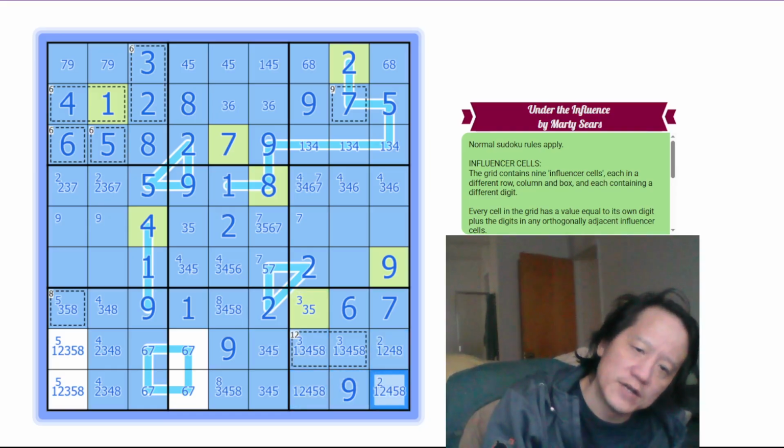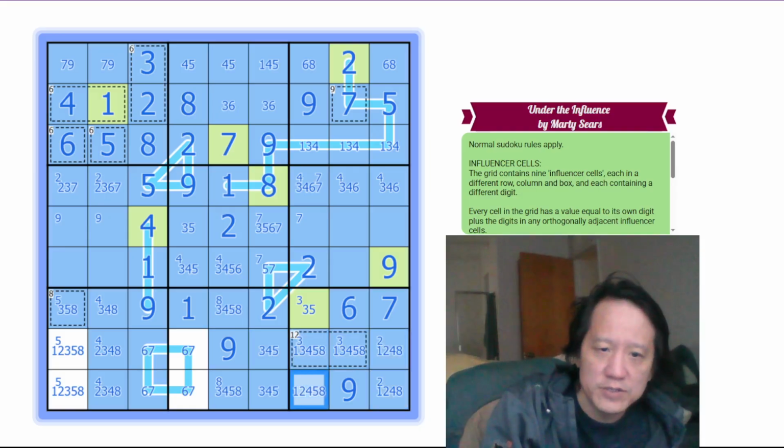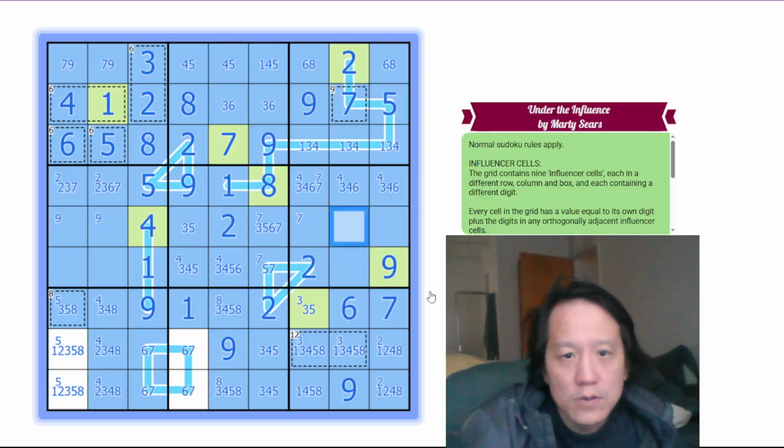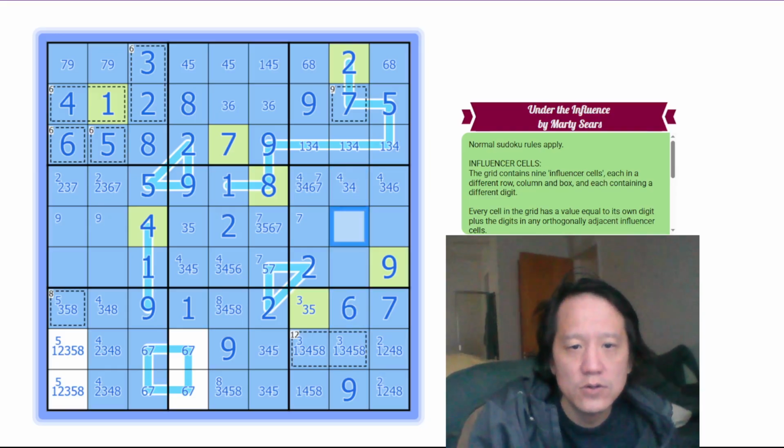So 5 cannot be here because of 5 in the column. This can't be 2 because of 2 in the column. This 6 eliminates 6 here.